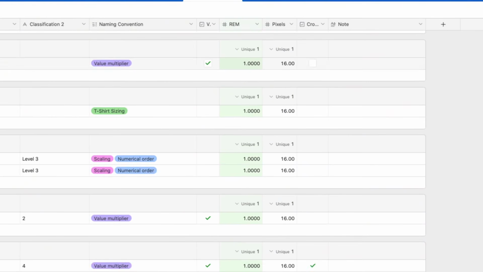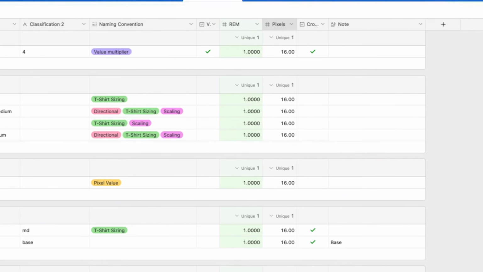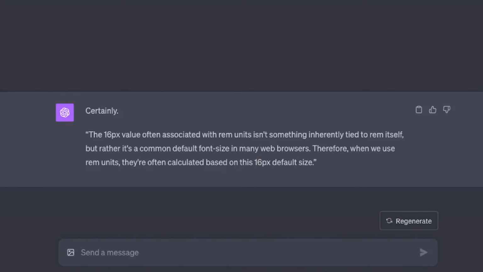So what were the most common pixel values for 1 rem? When I filtered the Airtable data, I found that 100% of 1 rem values were 16 pixels. But why is it 16? Here's what ChatGPT said. The 16 pixel value, often associated with rem units, isn't something inherently tied to rem itself, but rather it's a common default font size in many web browsers. Therefore, when we use rem units, they're often calculated based on the 16 pixel default size.